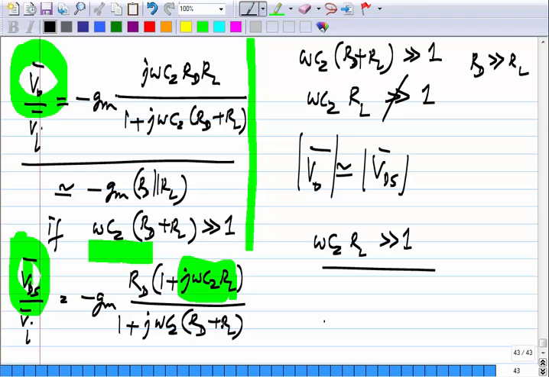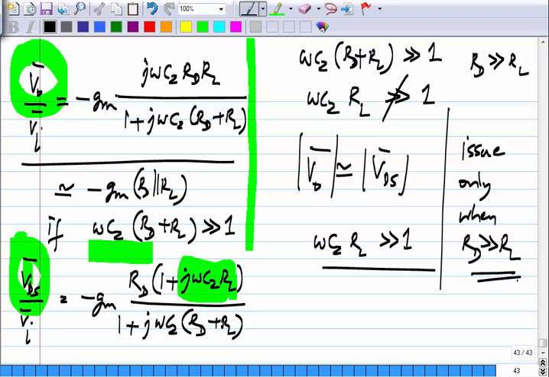But then what happens is the drain voltage becomes very large, okay. So, to avoid that, you want to make the capacitive reactance much smaller than RL. And this is an issue only when RD is much more than RL, okay. Yeah, so the input signal amplitude that you can apply while keeping it in saturation will be small if VDS is large. We will come to that part later, yes.